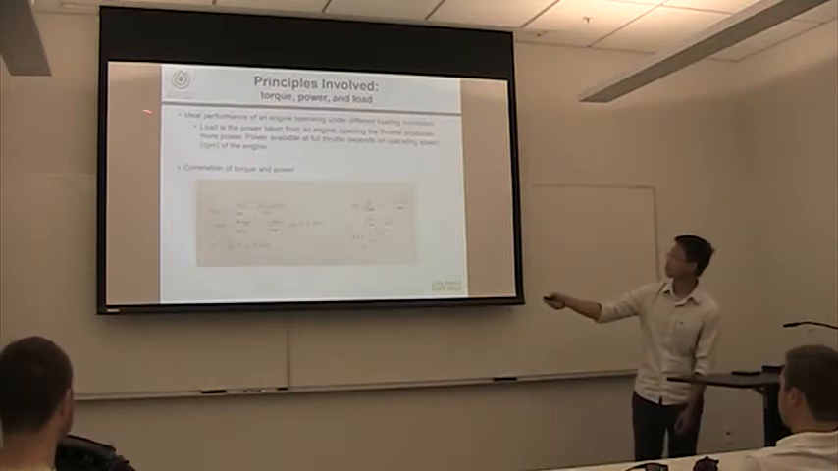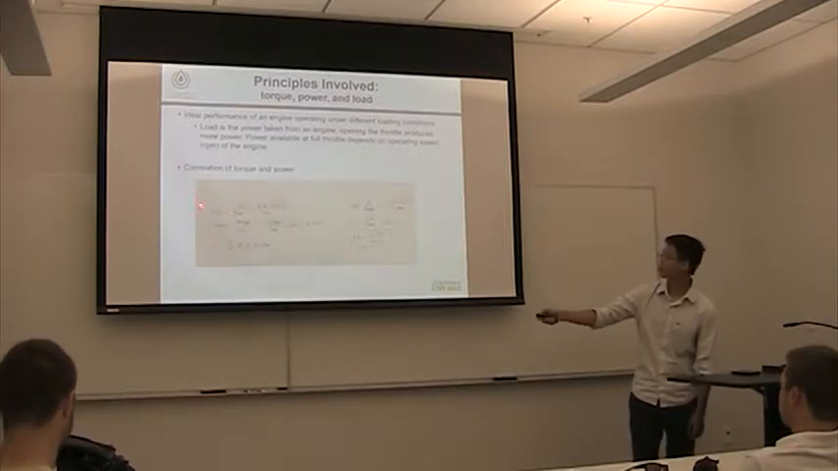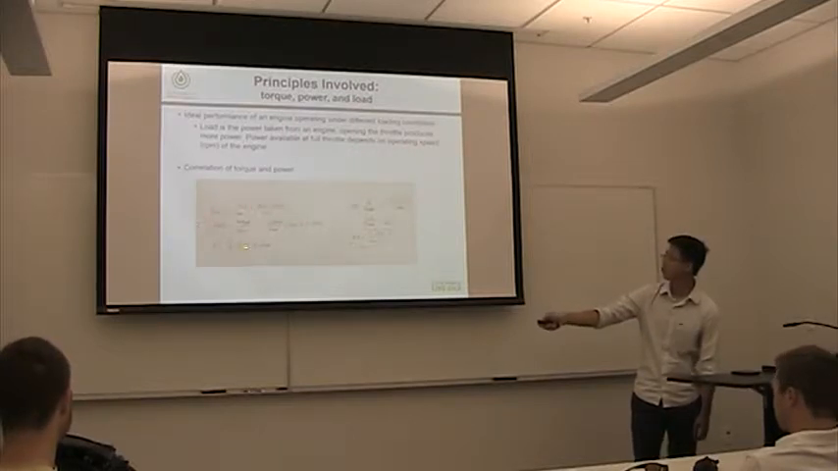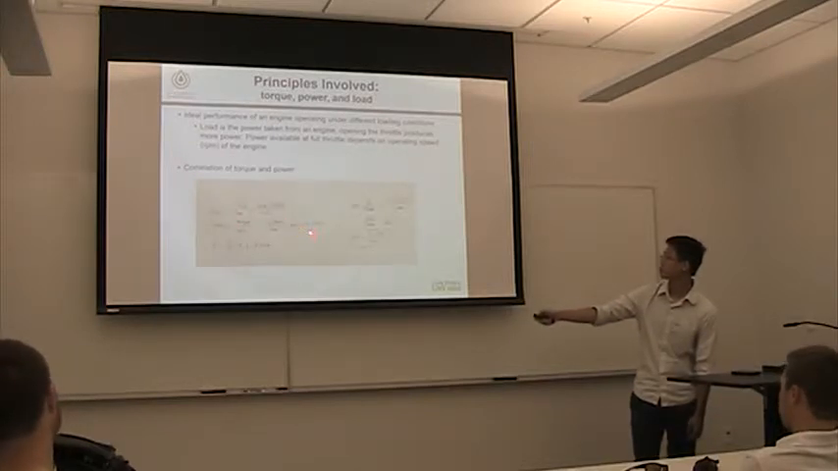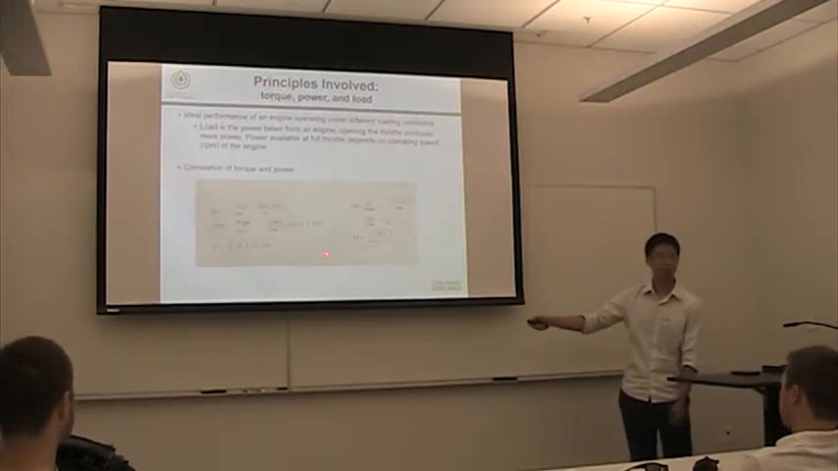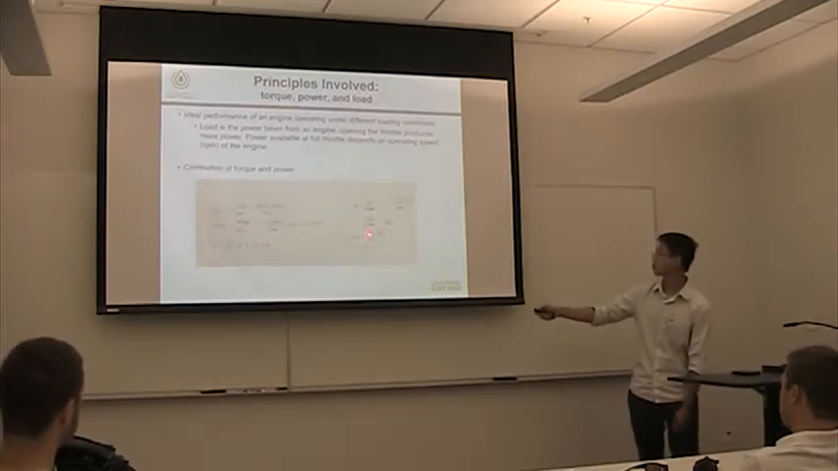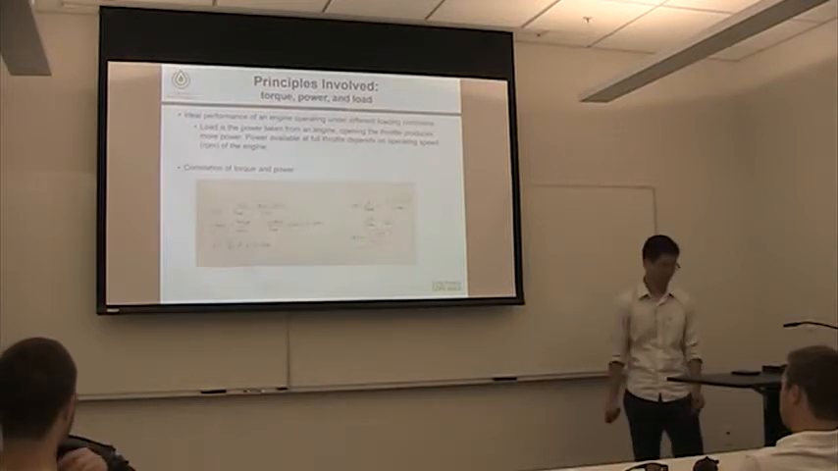So here I show a quick correlation between torque and power. We know that power is equal to work over time, and work could be written as force times distance. So force is torque over radius, and the distance over time portion could be written as radius times 2 pi times the RPM. So through some quick algebra, we get that the horsepower of an engine is equal to the torque times the RPM divided by 5,252.